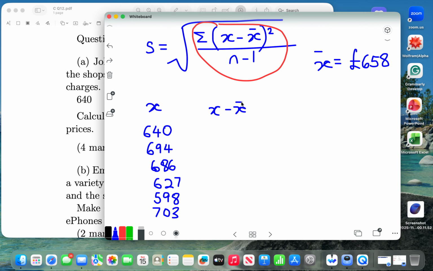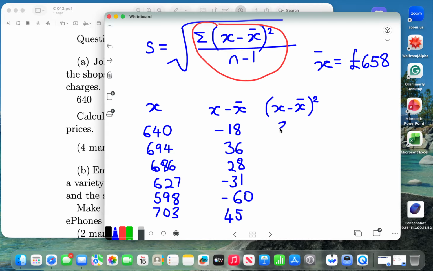So 640 take away 658 is minus 18. 694 take away 658 is going to be 36. 686 take away 658 is 28. 627 take away 658 is minus 31. 598 take away 658 is minus 60. And 703 minus 658 would be 45. We then have to square each of these values.